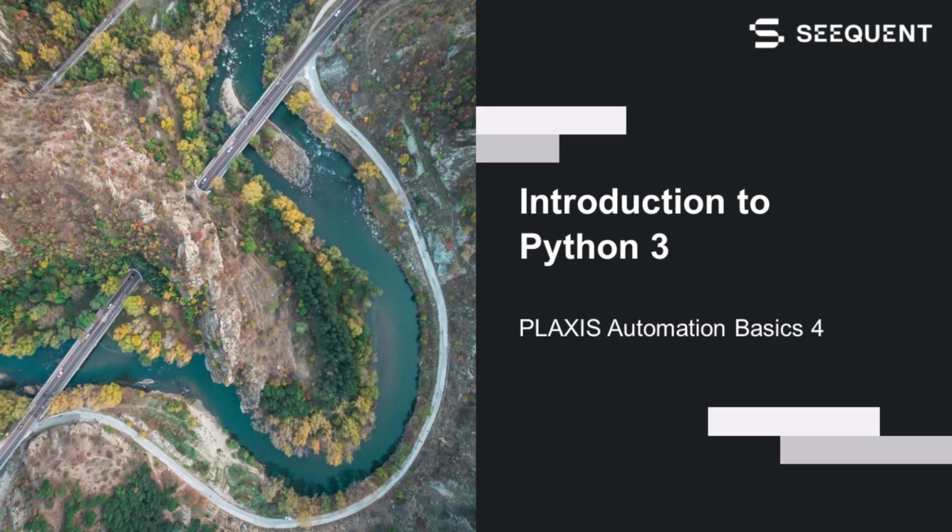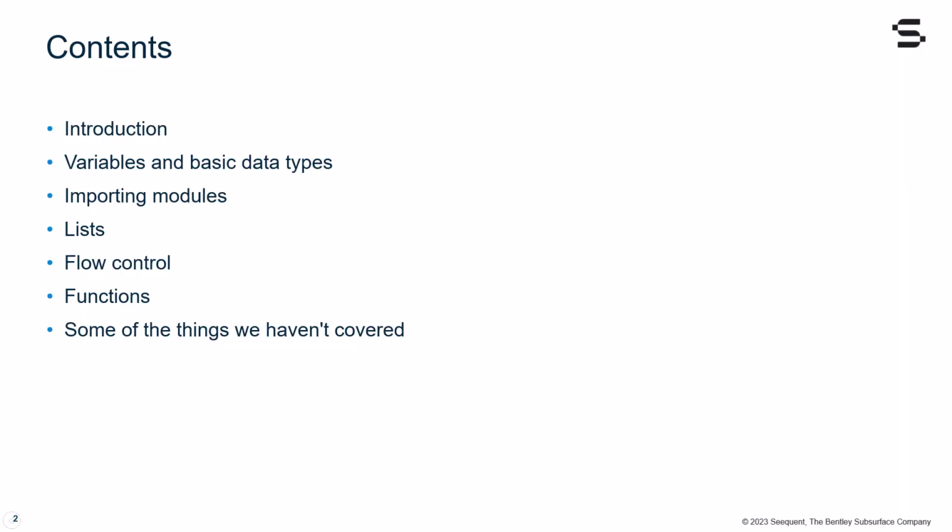Hello, and welcome to the session on the training about PLAXIS Automation Basics, in which we will give a quick look at Python 3, which can be used in automating PLAXIS programs. In this session, we will have a quick introduction to Python 3, check what are the variables and basic data types available, learn how to import modules considering the large number of available options, understand what lists are and how PLAXIS uses them, see the more common flow control statements in Python, check a few examples on functions and how we can use them, and wrap up with a quick view on the things we have not managed to cover.